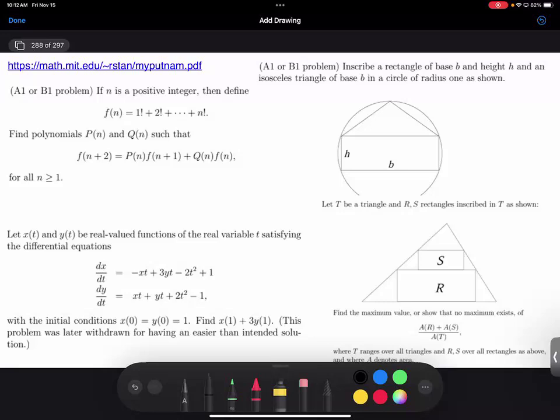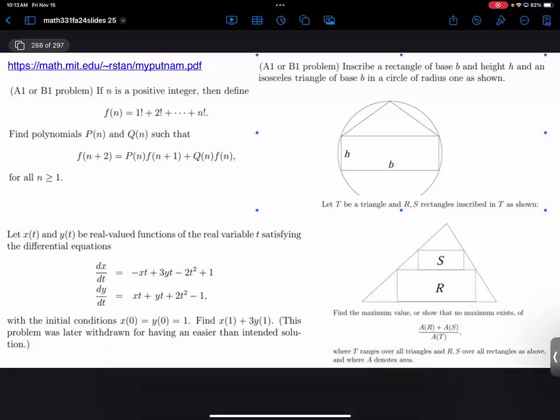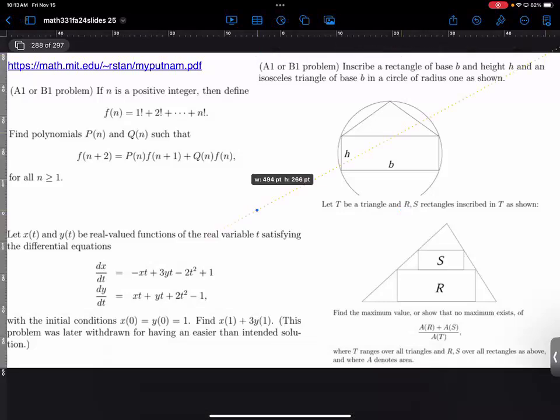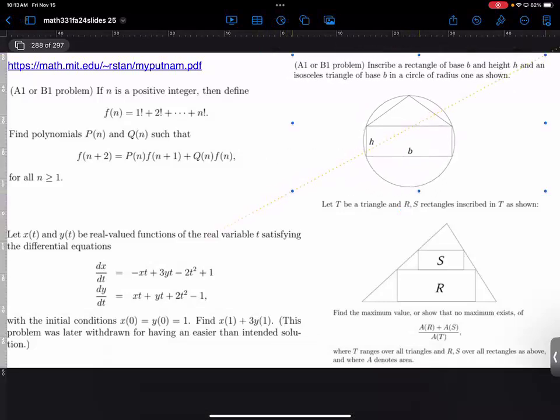So these were proposed problems or potentially proposed problems. Some of them actually were problems. For this proposed problem, it says, this problem was later withdrawn for having an easier than intended solution. And so, again, I have not solved these problems. I have not really thought about them too much. But what is one way you could solve this problem?